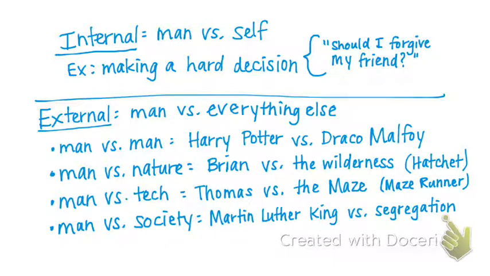Then we have man versus society. This is our final type of conflict. Typically we don't see this as much in fiction writing, but we do see it in real life quite a bit. So the difference between man versus man and man versus society is that society is to do with laws and institutions. So for example, Martin Luther King fought against segregation and to overcome that and to change the laws that kept them in place. So that is a man versus society conflict.